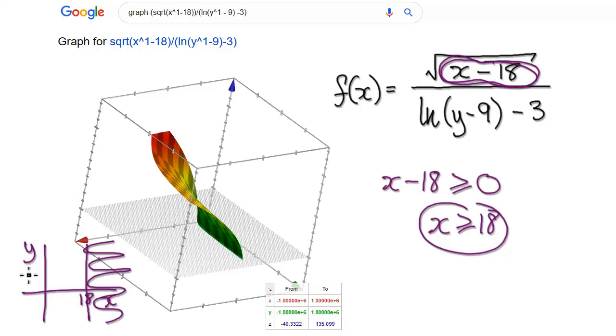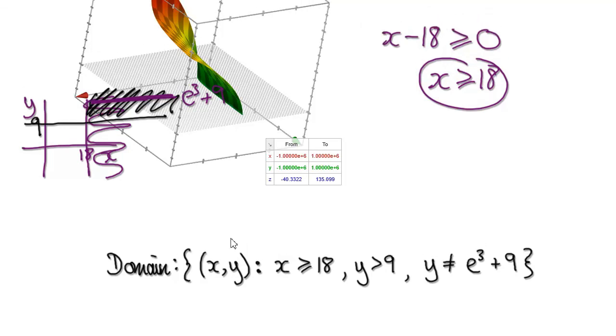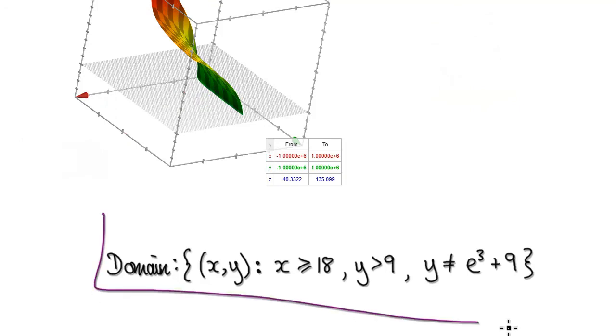And then earlier we said that y had to be bigger than 9. So we are talking about this region here. And then also there was a line where it cannot be on top of this line here, where it was e to the power 3, I think it was plus 9. I'm not sure. But the domain can be written as this. Remember, there are lots of ways of expressing the domain. This is just another way of expressing the domain.